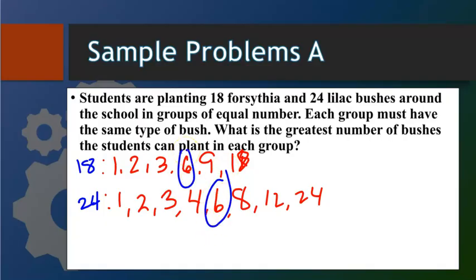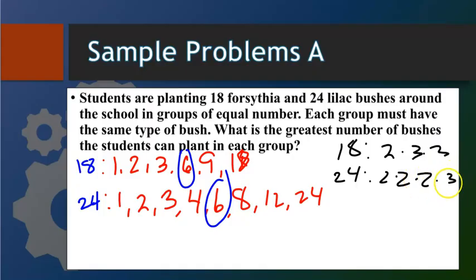Now if I were to do prime numbers, 18 would give us 2 times 3 times 3, and 24 would give us 2 times 2 times 2 times 3. Now the common factors that they have, common prime numbers, are they have 2's and they have 3's. It doesn't matter how many they have of each, as long as they both have those two factors. I would just multiply them. 2 times 3 is 6, and there would be our greatest common factor.